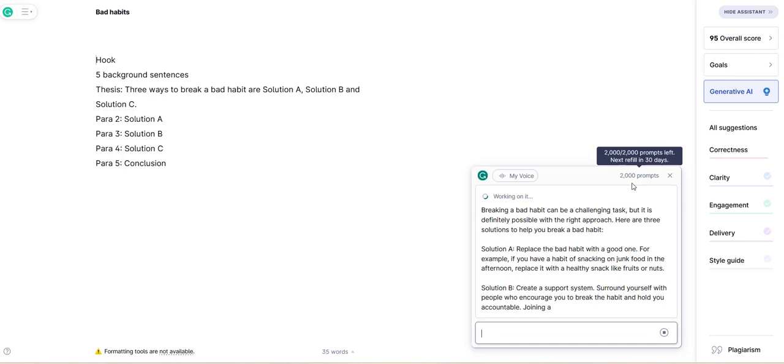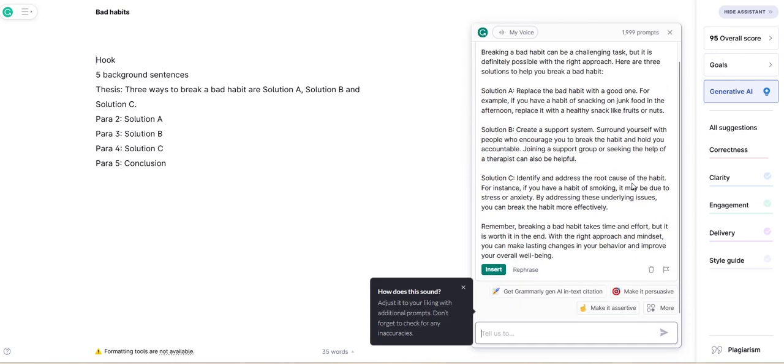Now it's working on it. Isn't that cool? So here, solution A, replace the bad habit with a good one. All right. Solution B, create a support system. Surround yourself with people who encourage you to break the habit and hold you accountable.